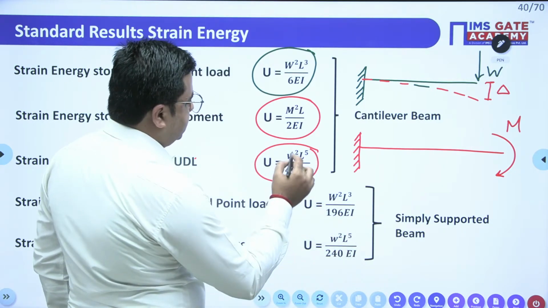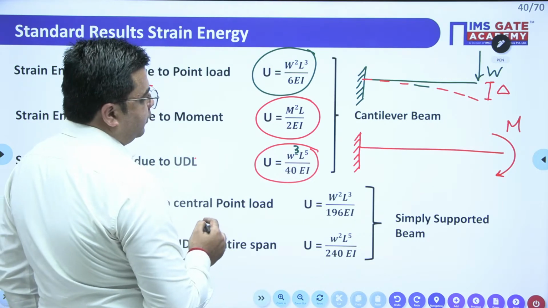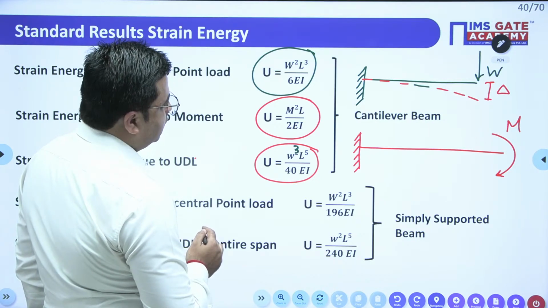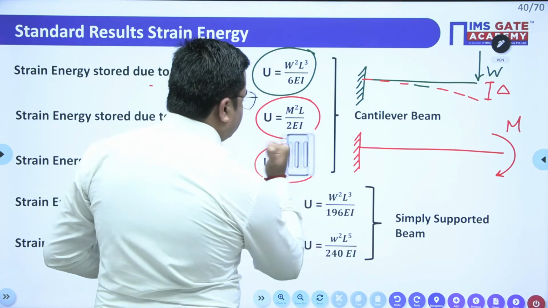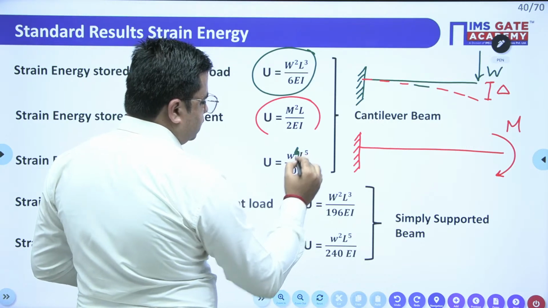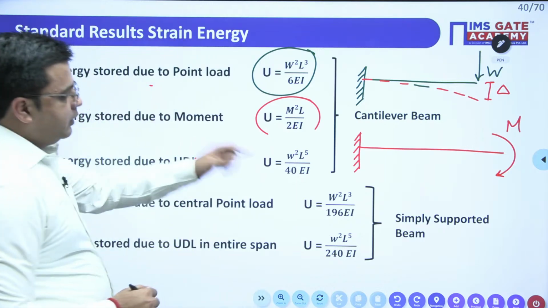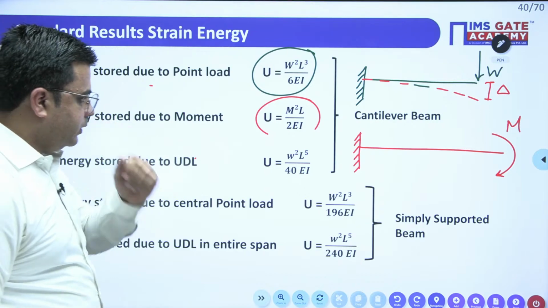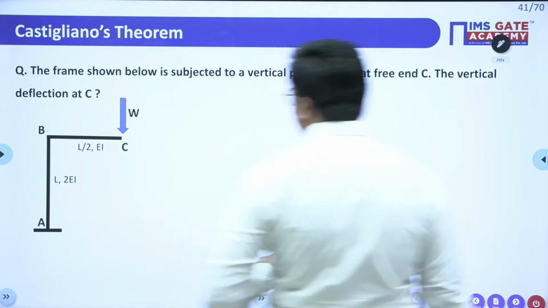So this is W cube, sorry, this is not square, this is W cube L raised to power 5 upon 48 upon 40 EI. This is W, no, this is W raised to power 4. I think there is some printing mistake in this question, okay. So you can calculate using these standard results. Okay, moving on with this.